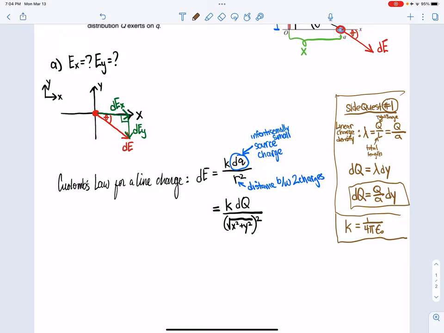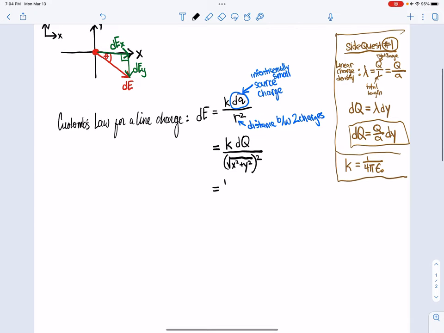Okay, so let's substitute those in, and we would get 1 over 4 pi epsilon naught times, instead of dq, we're going to say q over a times dy, and then 1 over square root of x squared plus y squared, right?